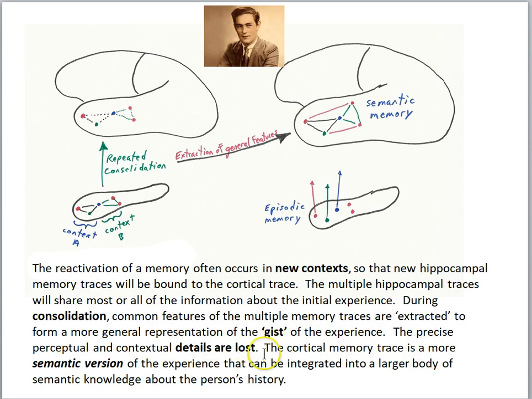The cortical memory trace is a more semantic version of the experience that can be integrated into a larger body of semantic knowledge about the person's history. So, in this scenario, the zoo experience is getting transformed over time. As I recall and retrieve that zoo memory, what may be happening is that over time I'm going to be storing a semantic version of that memory, and I might lose the particular details, the vividness of that zoo experience. Yet I'll still have a version, a more semanticized version of the zoo experience in my cortical memory system.